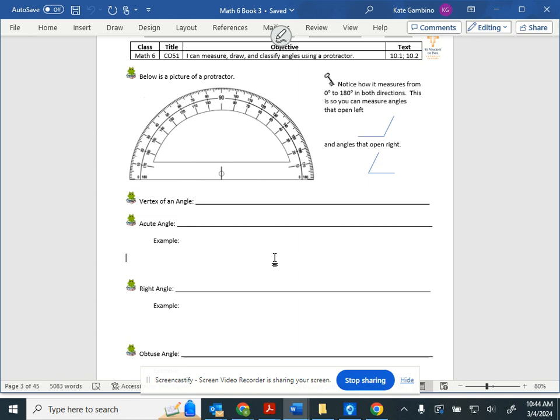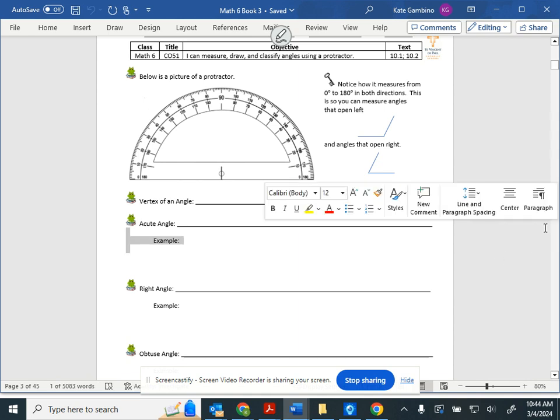Okay. Look over on the right-hand side. We have some angles. Is it gonna let me write over here? It is not. I don't know why it's not letting me write.